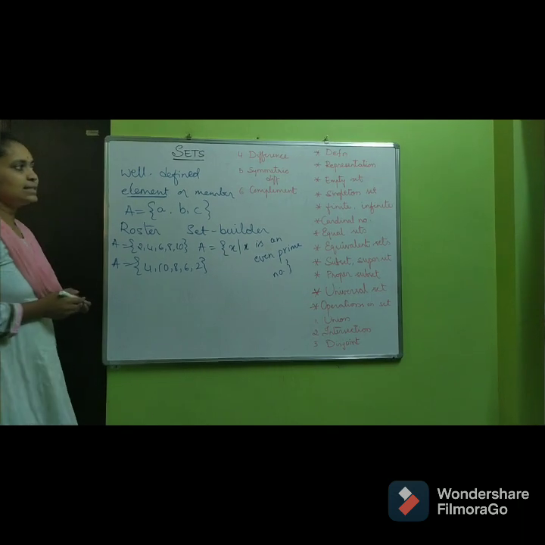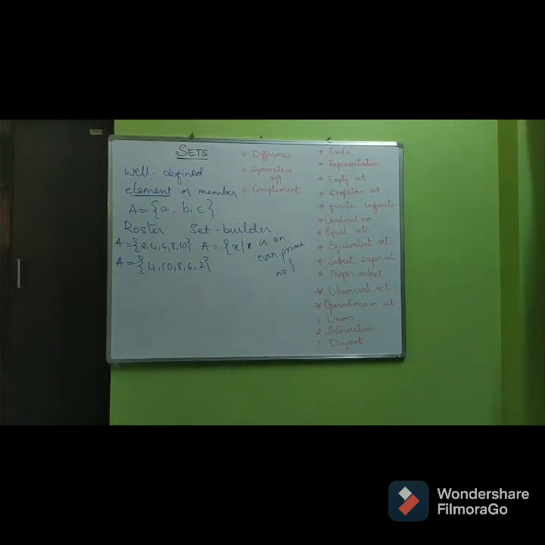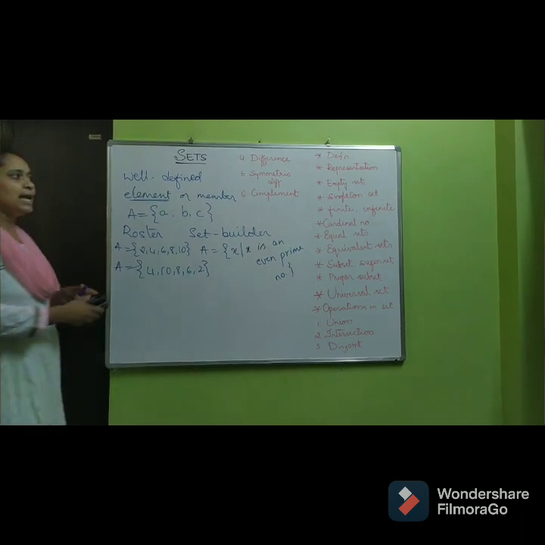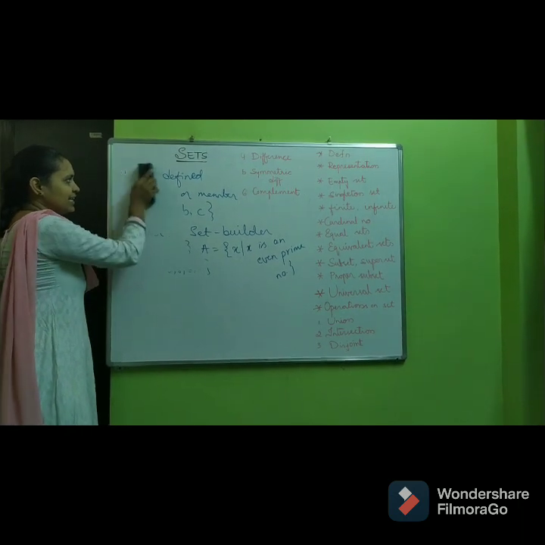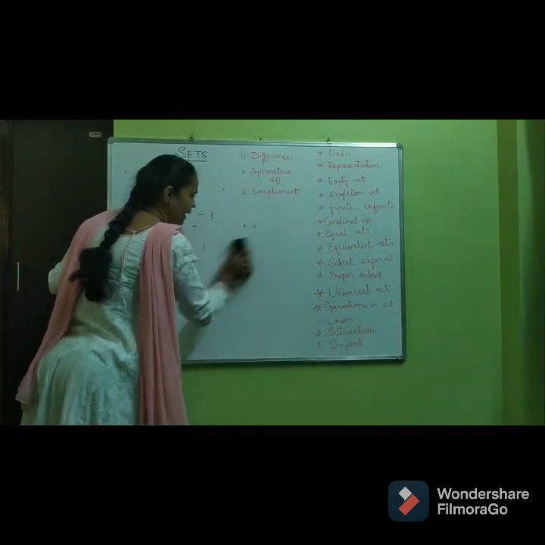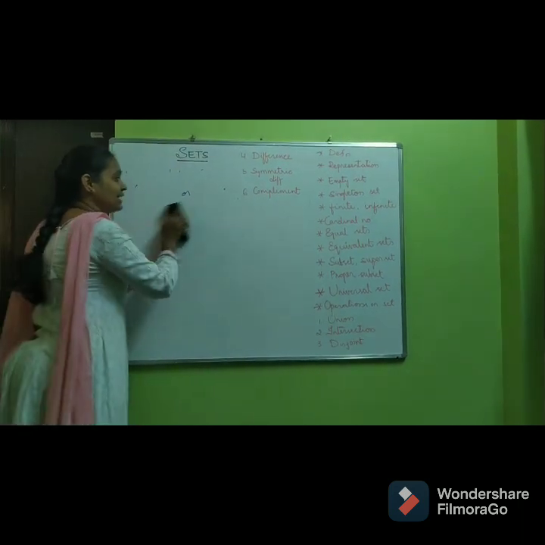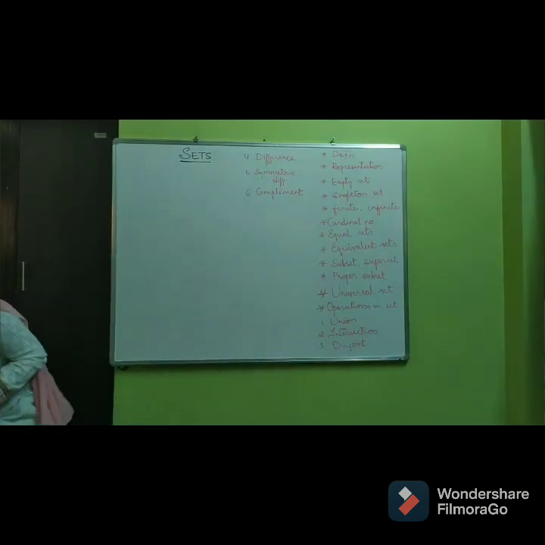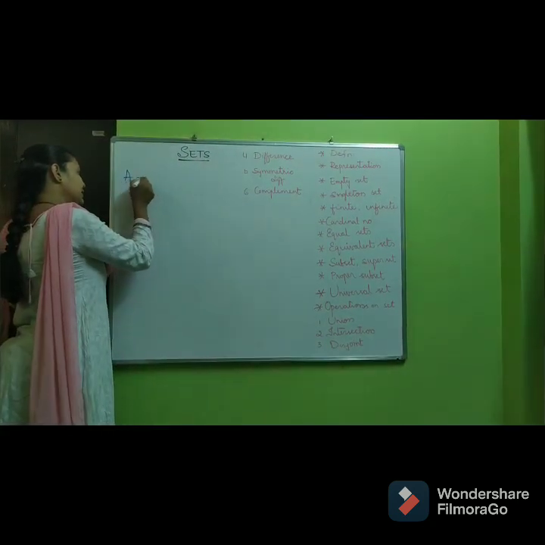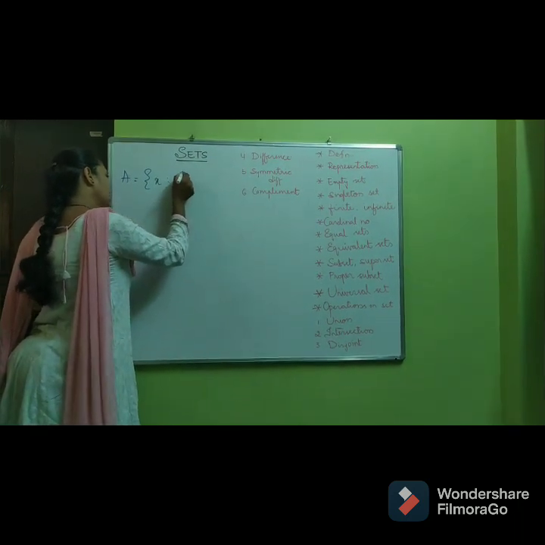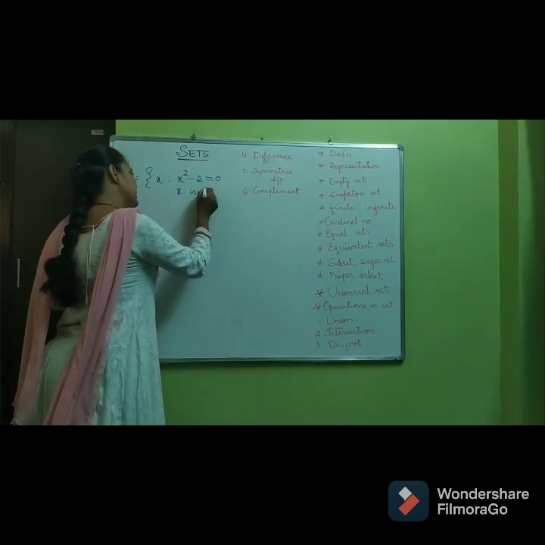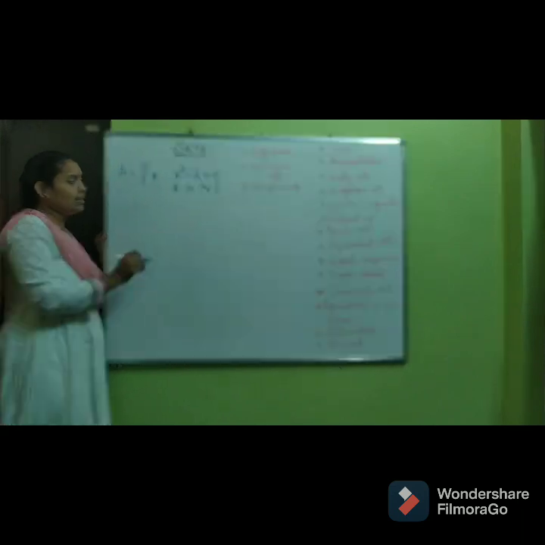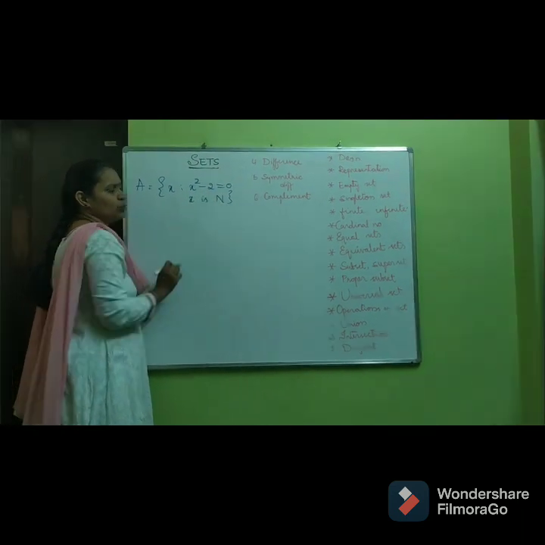Okay, next thing is, we'll go for different types of sets. First, let me talk about the empty set. What do you mean by empty set? If a set does not contain any element, then we call it an empty set. For example, I'll give an example like this. The set is A = {x such that x squared minus 2 is equal to 0, x is a natural number}. See here what I have written.